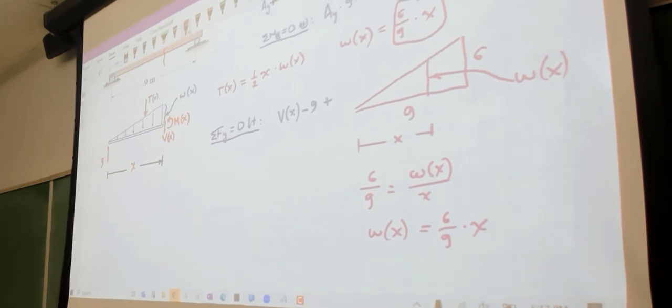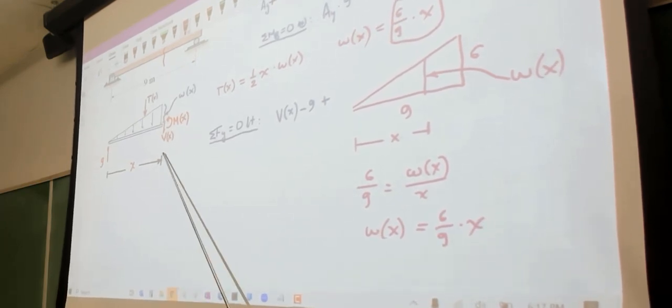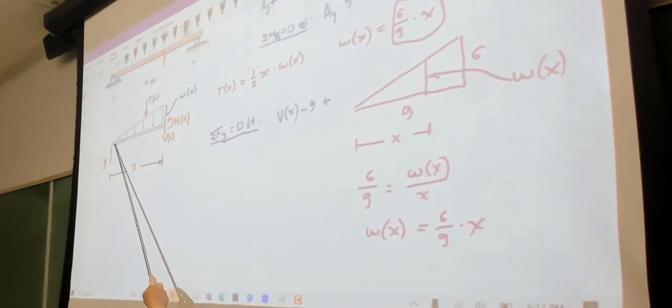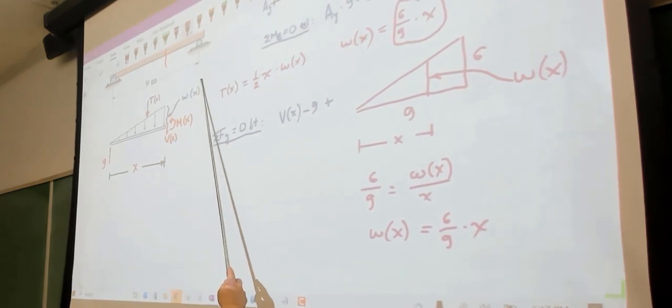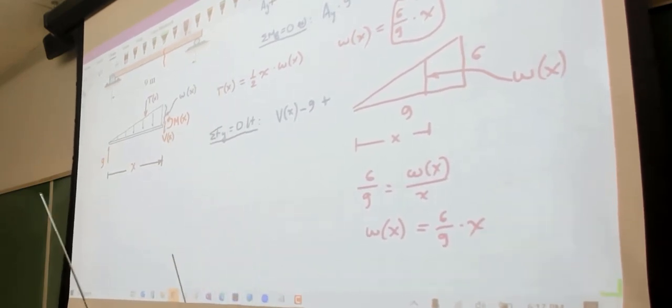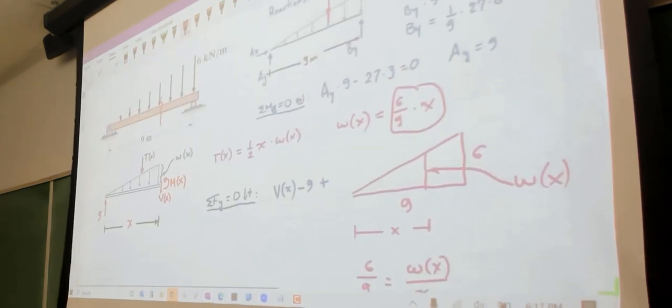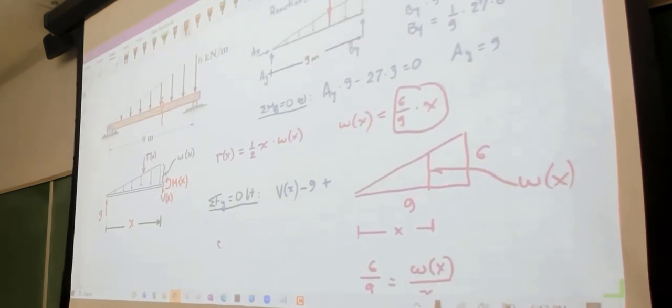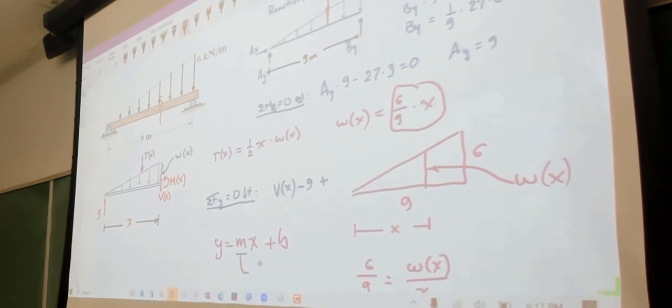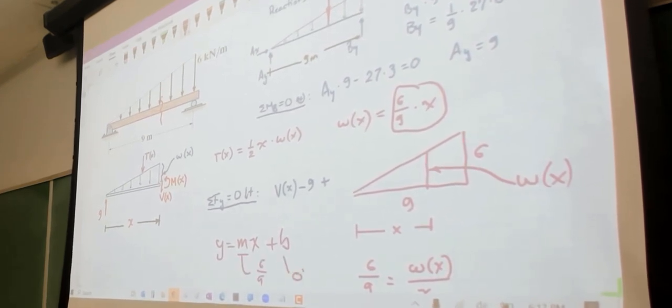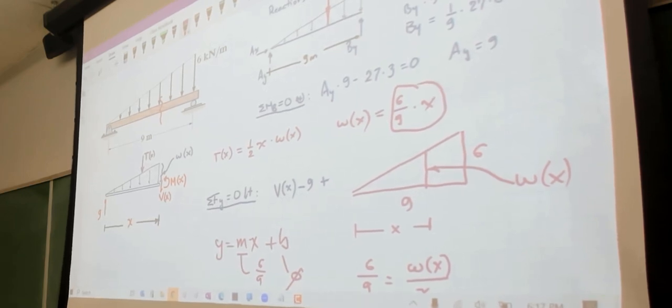Whichever way you think is better, but this is the more mathematical way to see this. This is a straight line with a slope of 6 over 9. The equation of a straight line is y equals mx plus b. The slope is 6 over 9 and b is 0. That's another way to see it. Okay?